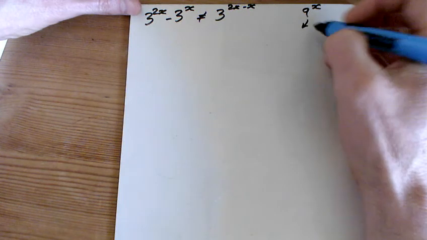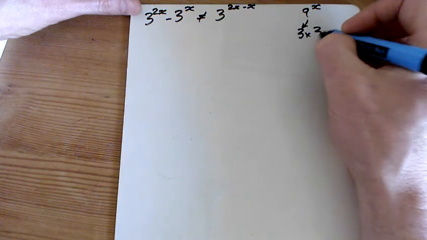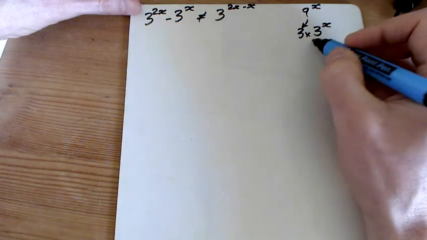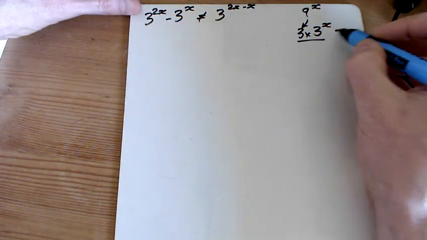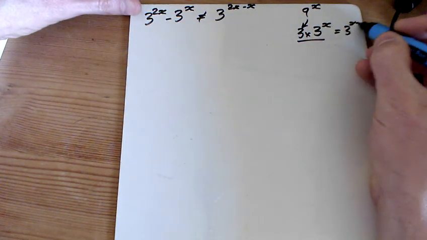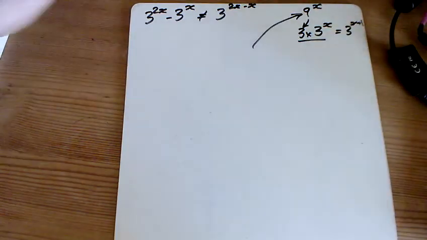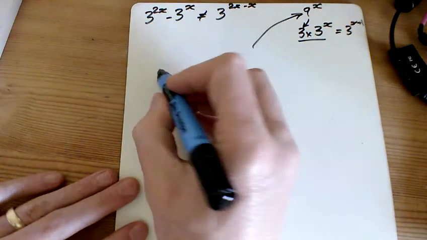And they've thought that 9 to the x is 3 times 3 to the power of x. That's not. That wouldn't be true. Of course, this one would be the same as 3 to the x add 1. I mean, it is the 9 to the x that we've got to try and split up. That's the key to the question.